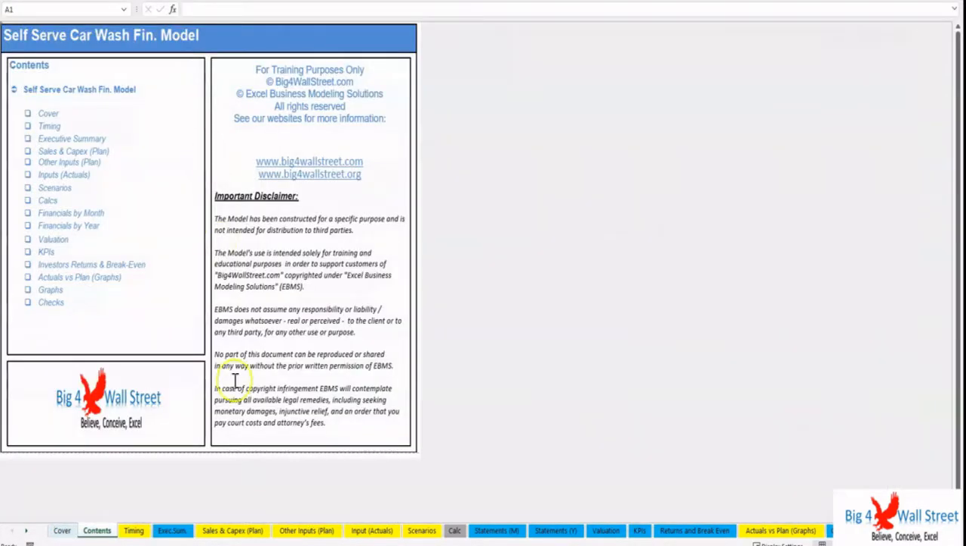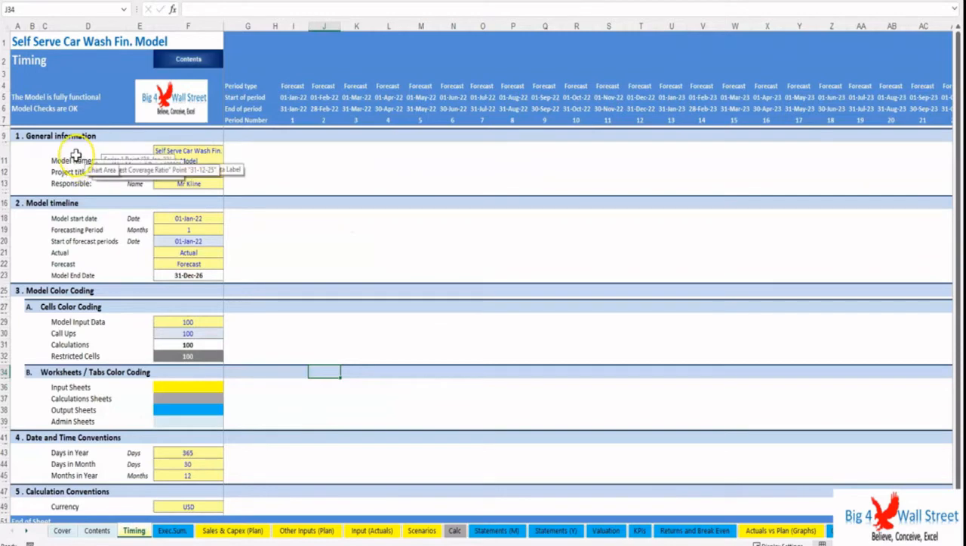On the Timing tab you can feed the general information for the model such as model name, responsible, timeline of the model and date and currency conventions. Additionally, there is a description of the color coding of the model in the same tab. Inputs are always depicted with a yellow fill and blue letters. Callups, that is direct links from other cells, are filled in light blue with blue letters, while calculations are depicted with white fill and black characters.